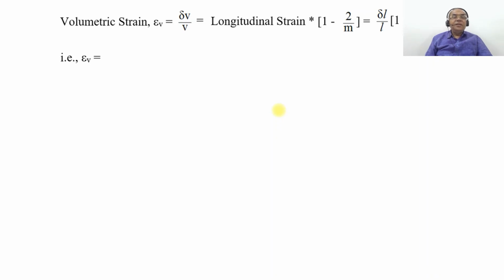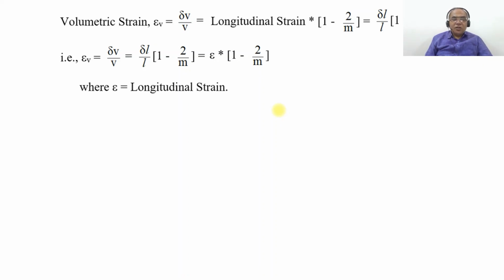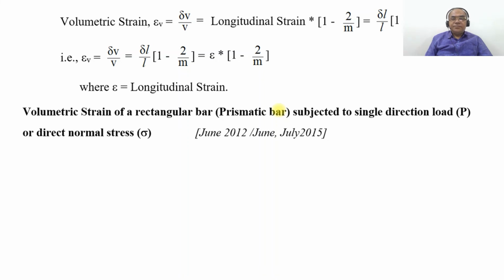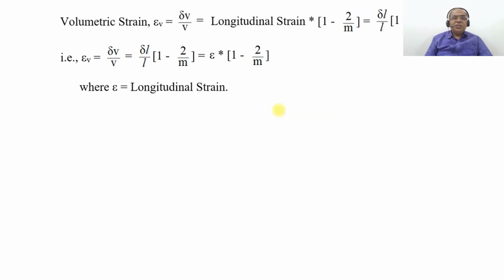Similarly, epsilon V will be equal to delta V by V, which is delta L by L into 1 minus 2 by m. So delta L by L is epsilon, so it is epsilon into 1 minus 2 by m, where epsilon is the longitudinal strain. So this is how you will be able to discuss the volumetric strain, the Poisson's ratio, and the lateral and the linear strain. Thank you.